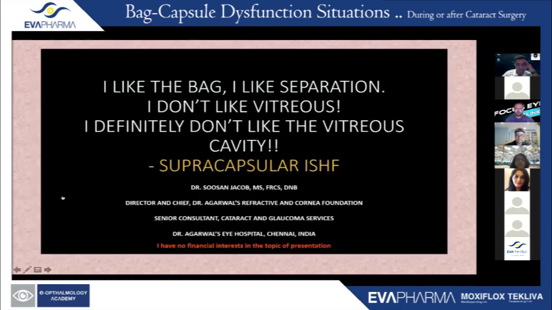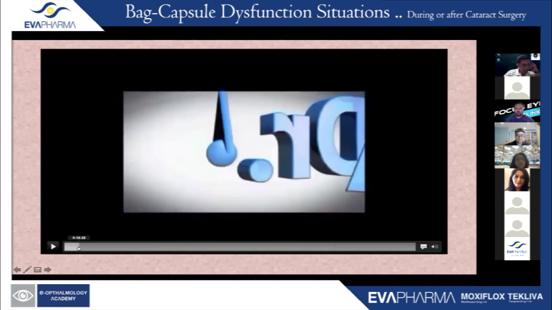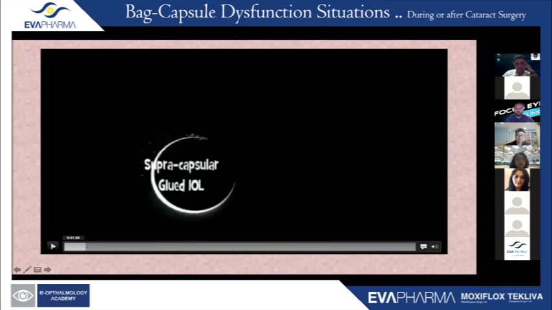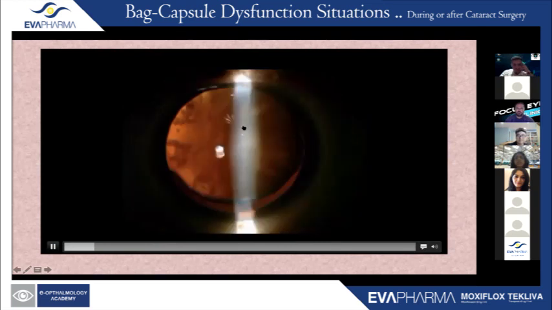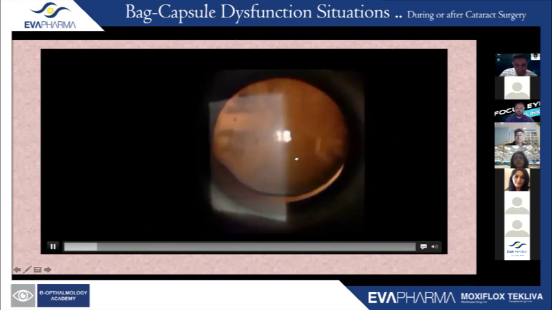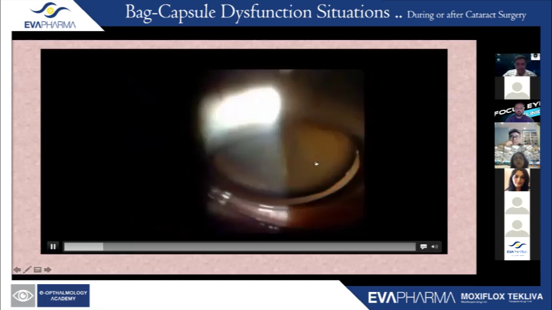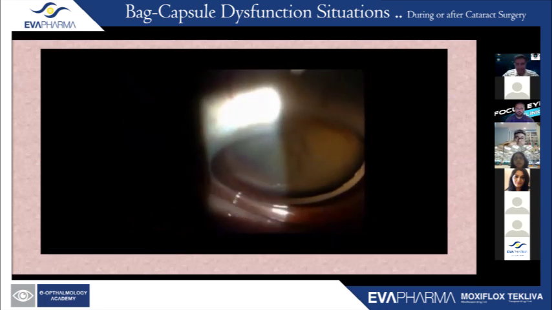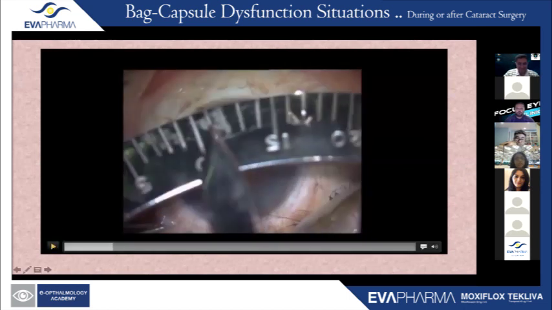This case is quite a nice example of a high myope of actually -23 diopter sphere. She had a previous history of retinal detachment and she had a subluxated cataract. Obviously, this is a cause of progressive subluxation. Because she's a high myope and she's had previous retinal surgeries, I do not want to enter the vitreous cavity as far as possible. I want to stay away from it. And of course, this is also a desirable thing for all patients as such.